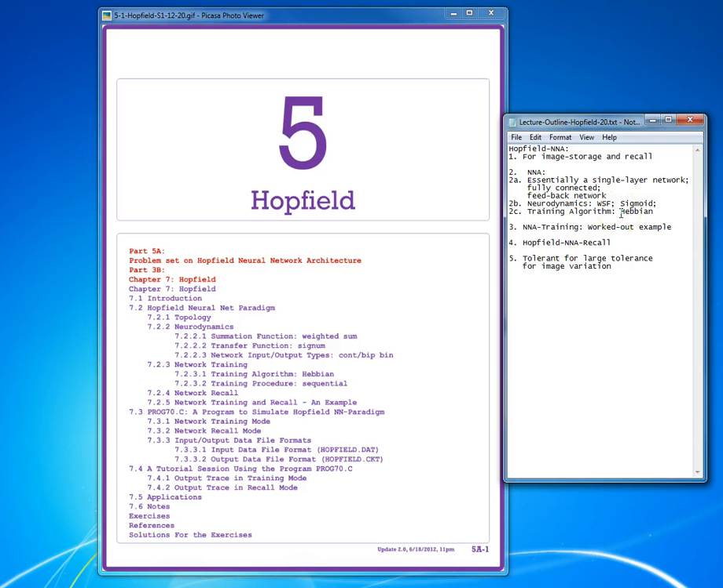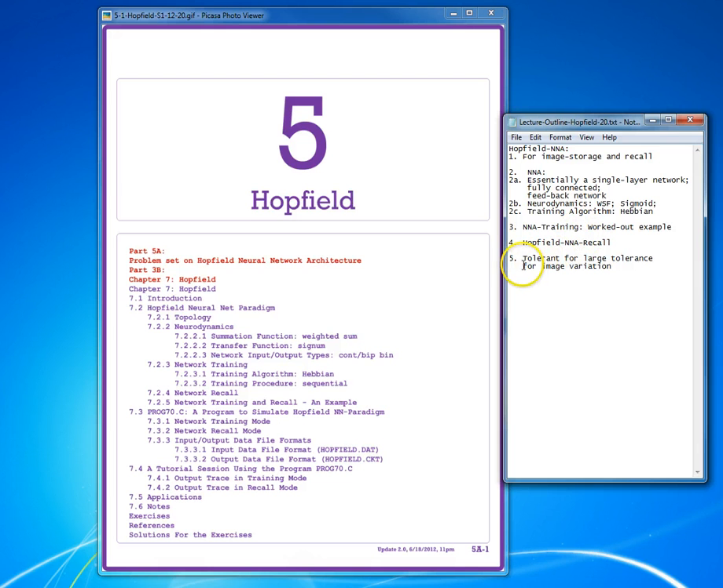We'll look into that. Basically, what I'm going to do is work out a worked example. That's the easiest way to understand any network. First of all, we'll see how to do this in training mode. Then we'll see how it can function in recall mode.